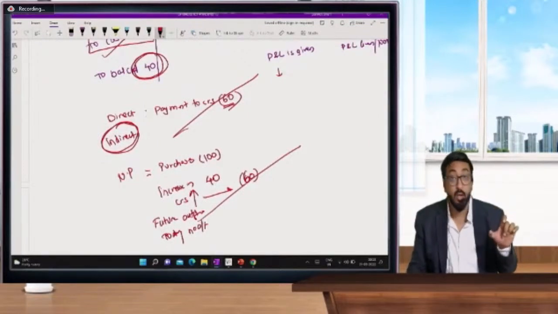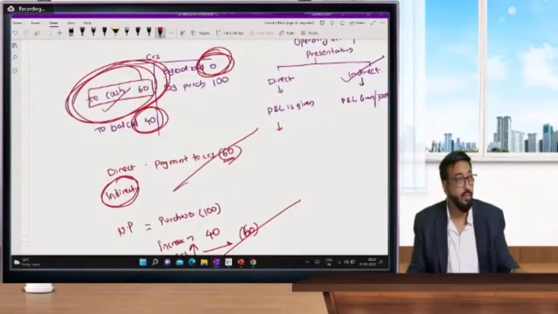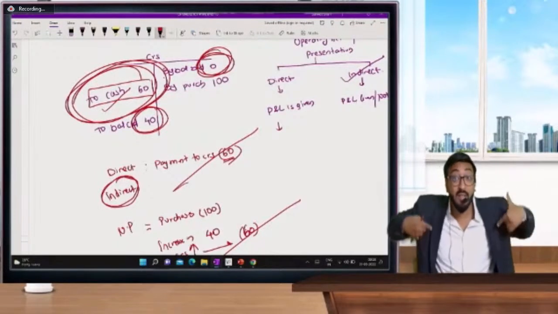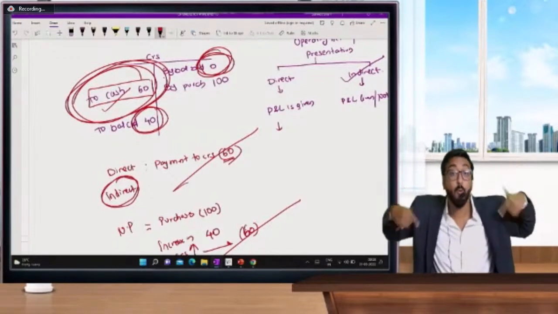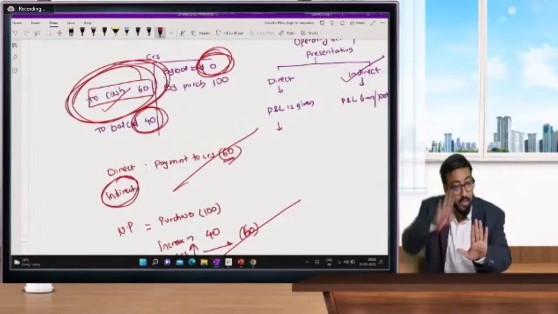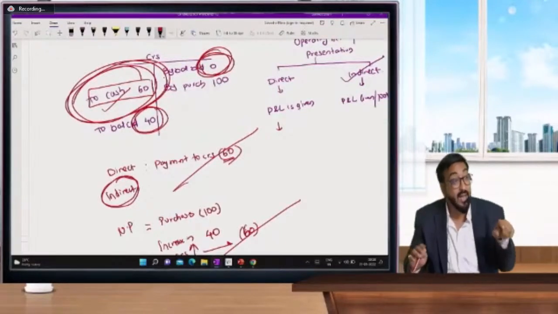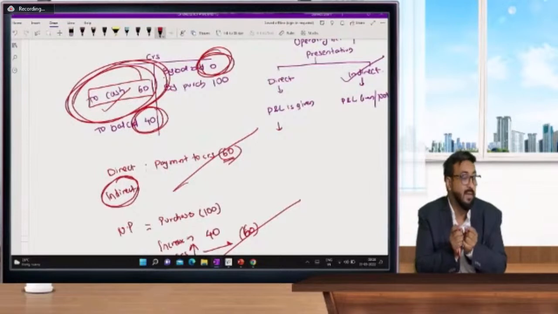In the direct method, you will focus directly on payment. But in the indirect method, you start with net profit. But here, net profit, I won't take it as before, because net profit is already inclusive of those purchases. Purchases were 100, and that net profit is reduced because of that 100.